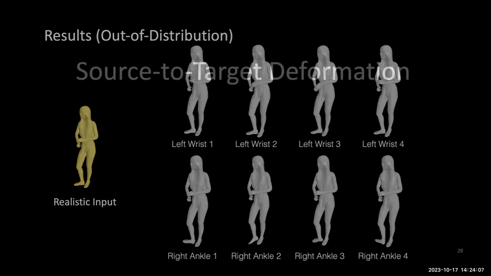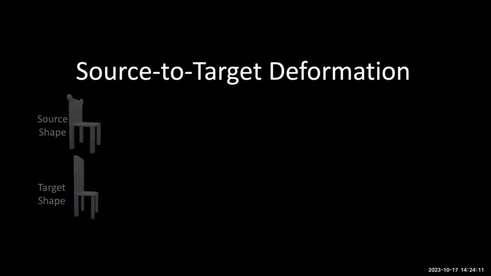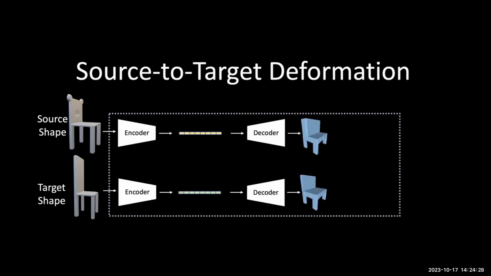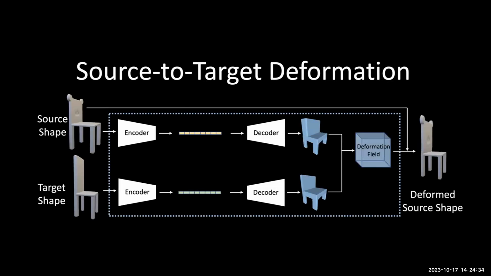Another interesting task is source to target deformation, where the goal is like here. So we have 2 shapes. Top is the source shape, bottom is the target shape. Our goal is to deform the source shape so that we preserve all the surface details of the source shape, but from the structure side, it looks like the target shape. To do so, we also do the encoding and decoding using the deformation defined by the semantic output to guide the deformation of the source shape.